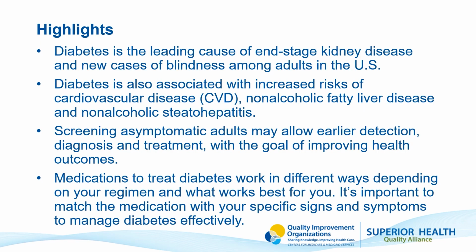In summary, here are some key takeaways from today's presentation. Diabetes is the leading cause of end-stage kidney disease and new cases of blindness among adults in the U.S. Diabetes is associated with an increased risk of cardiovascular disease, non-alcoholic fatty liver disease, and non-alcoholic steatohepatitis. Screening asymptomatic adults may allow earlier detection, diagnosis, and treatment with the goal of improving health outcomes.